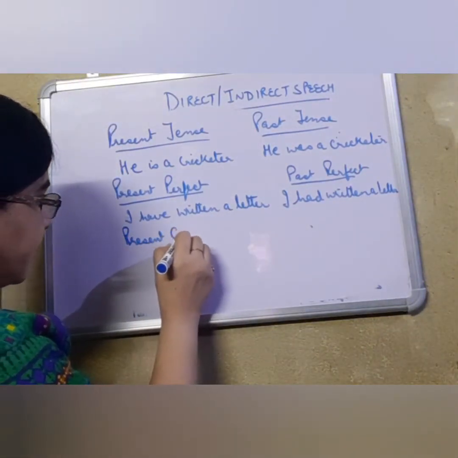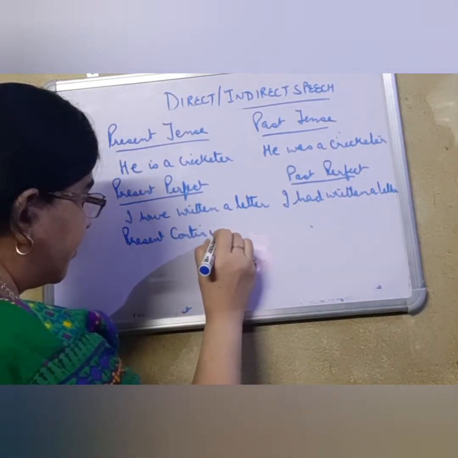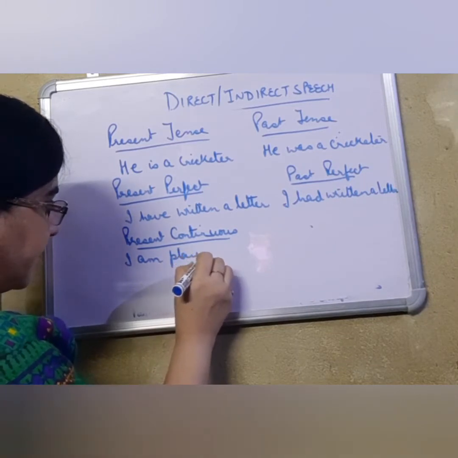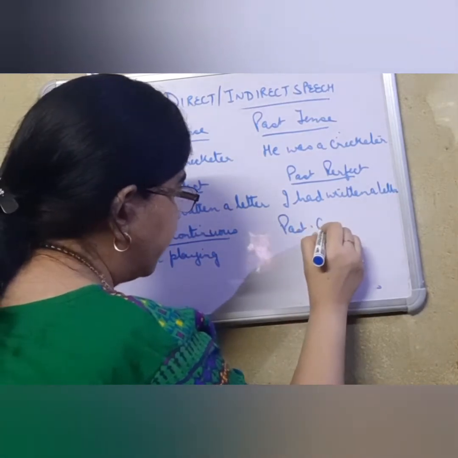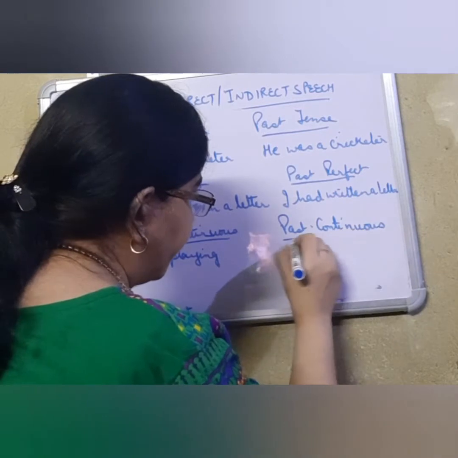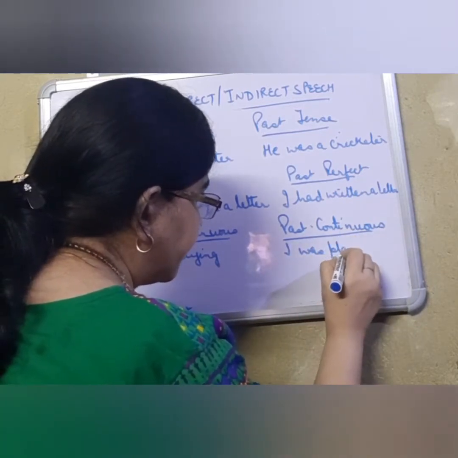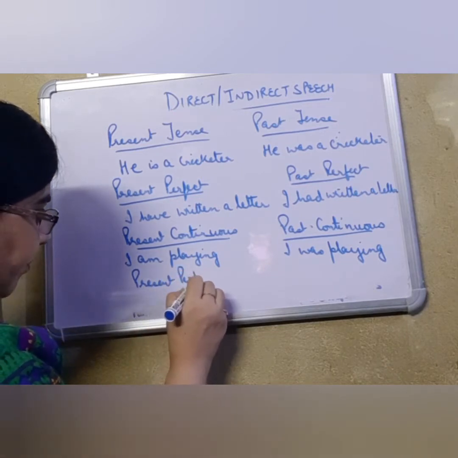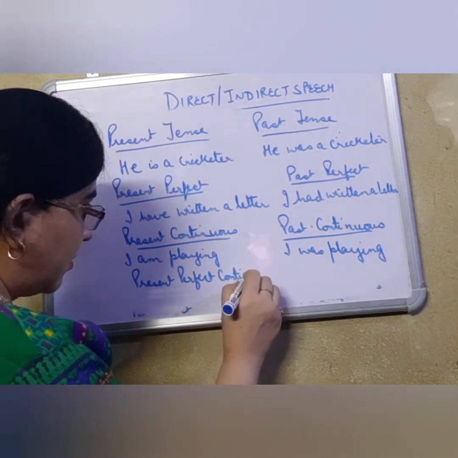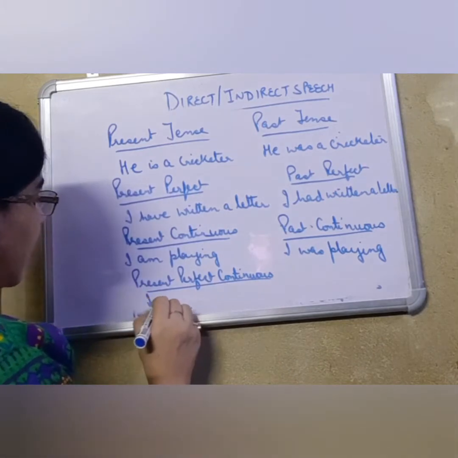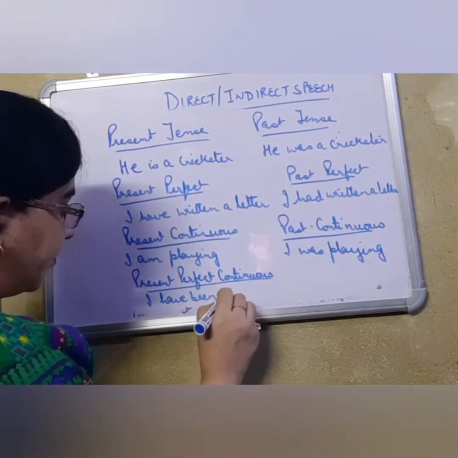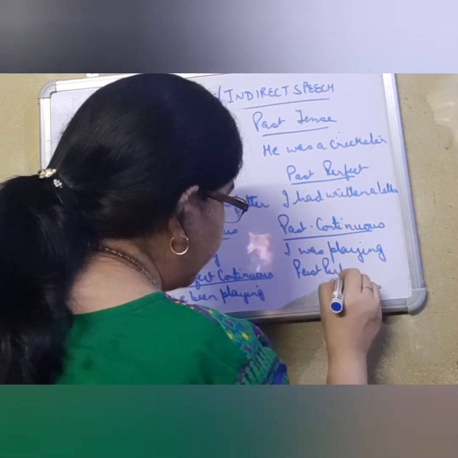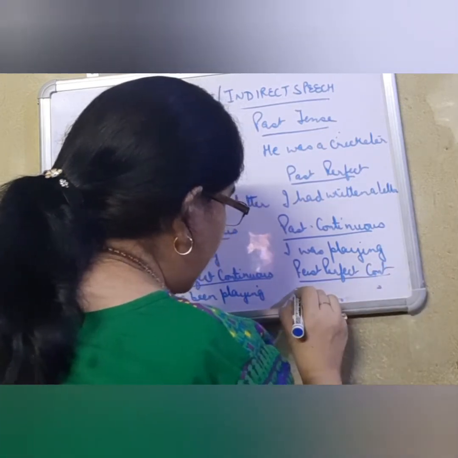Present continuous, I am playing, and past continuous, I was playing. Then present perfect continuous, I have been playing. Past perfect continuous, I had been playing.